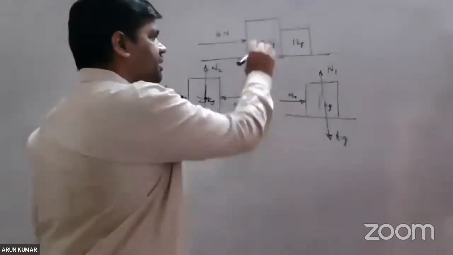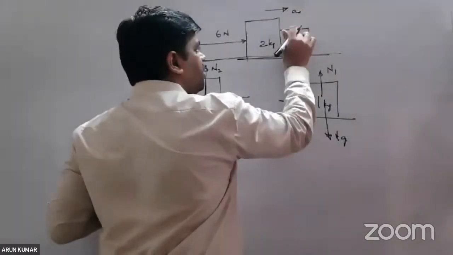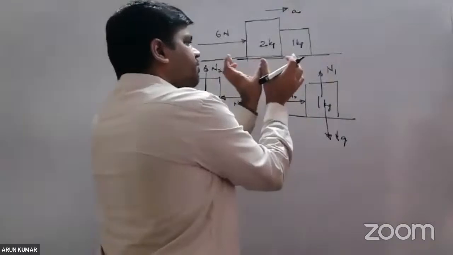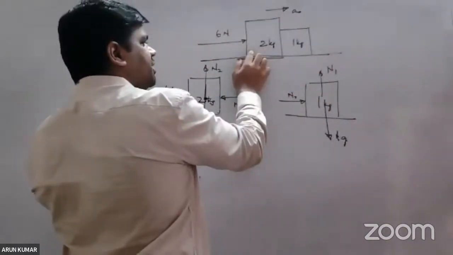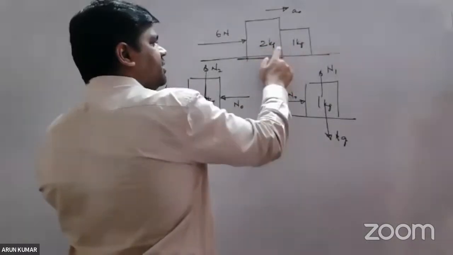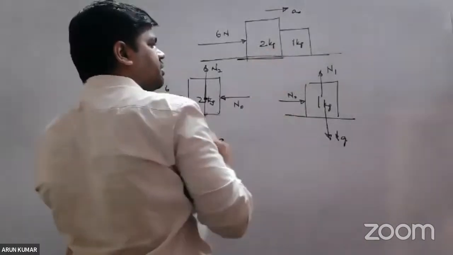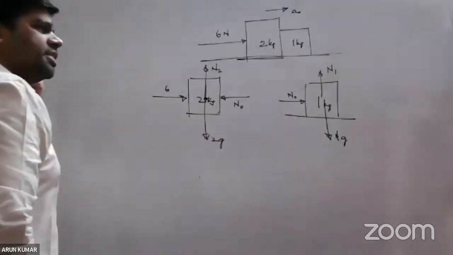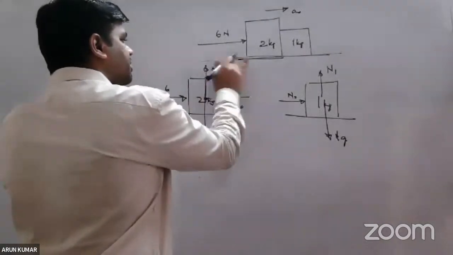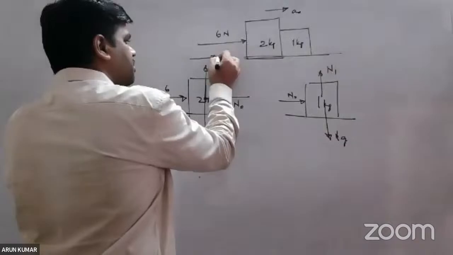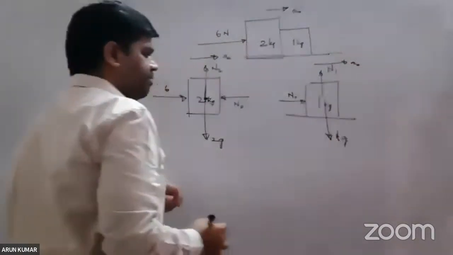Now, look at this, students. If this block is moving with an acceleration A naught, this block will also move with acceleration A naught because both of them move together. It cannot be a different acceleration, right? If that is the case, then they will separate, but they are moving together. So acceleration is A naught, let's say. Its acceleration over here is A naught. Its acceleration is also A naught.